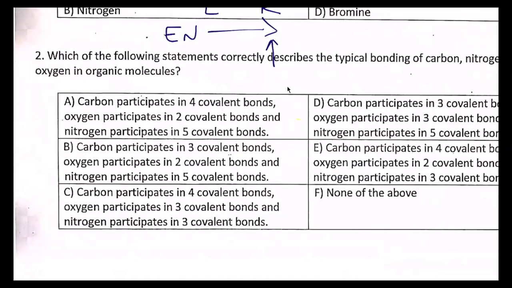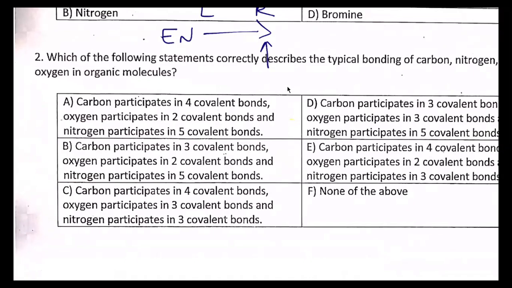It says, which of the following statements correctly describes the typical bonding of carbon, nitrogen, and oxygen? What do you know about carbon? It has to have 4 bonds. Gotta have 4 bonds. So any answer that doesn't have carbon with 4 bonds is out. So we can rule out B and D. Now A says carbon has 4 bonds, oxygen has 2, and nitrogen has 5. How many bonds does nitrogen have normally? 3. So anything with nitrogen not having 3 bonds is out, right? So we can rule out A.